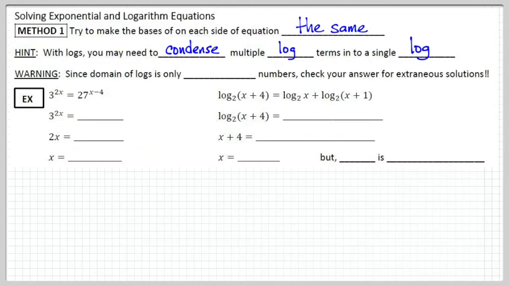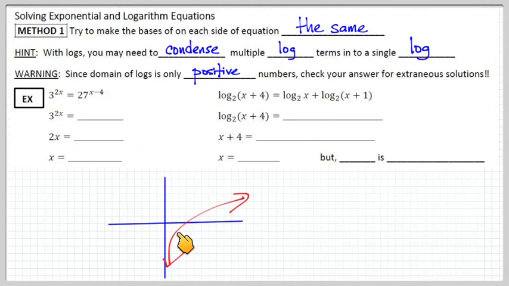Now with logarithms, when we solve, because the domain of the log function must always be positive, we need to make sure that whatever solution we find fits that. So remember that our log graph looks like this. The domain of the log graph is only numbers that are greater than 0, only positive numbers. So we cannot have any sort of x solution that is negative. Okay, now let's look at these couple of examples.